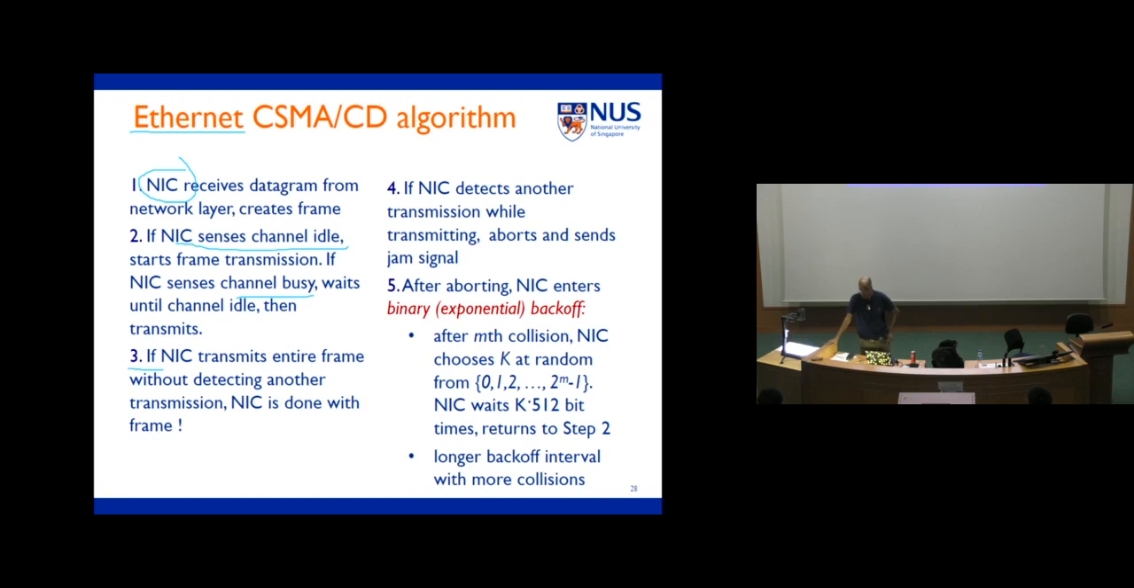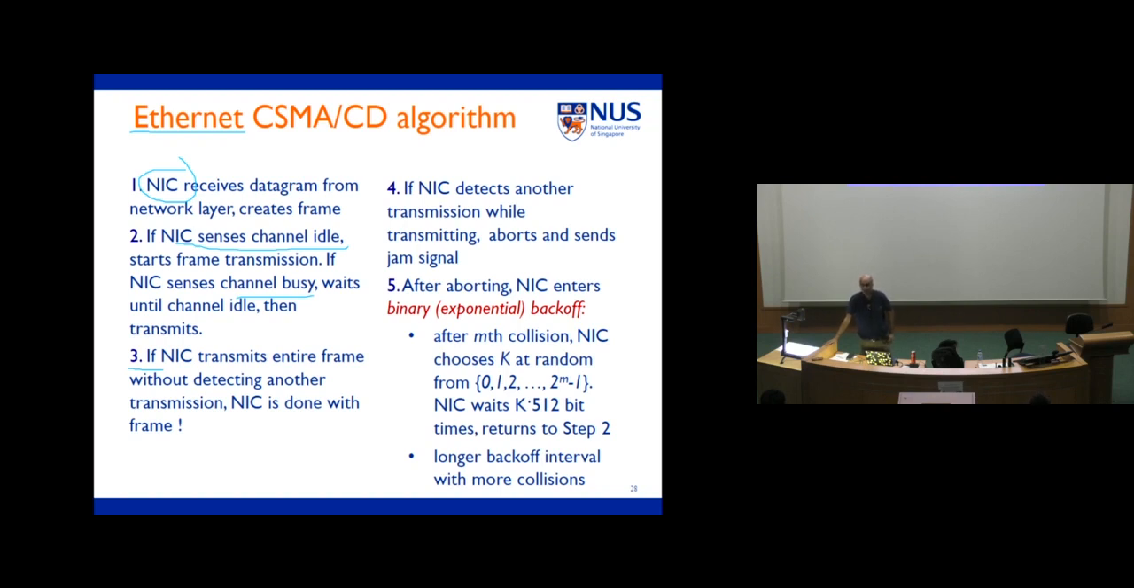You transmit, and at the same time, you detect if the signal level has gone up. So that would indicate a collision. If you detect that signal level didn't go up, everything was fine, you assume that packet has reached. You don't get an acknowledgement. The receiver will not send an acknowledgement.